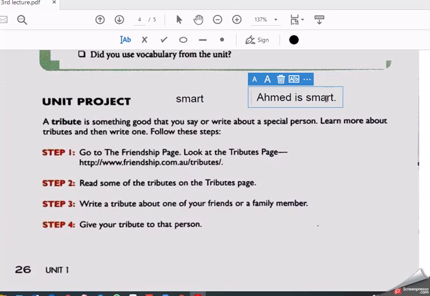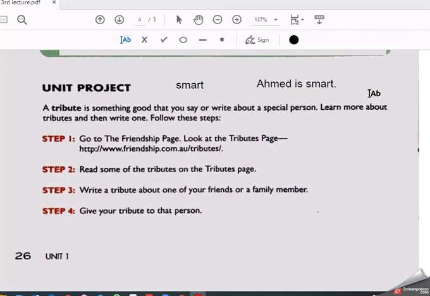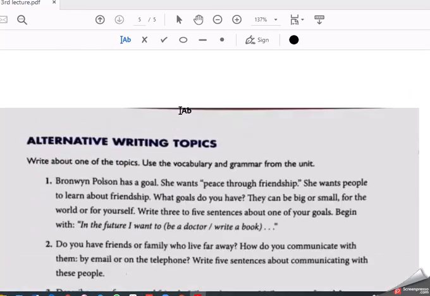I can use many other attributes like he's good, he's bad, anything. But here he's saying only good. I don't have to say bad. Only good.